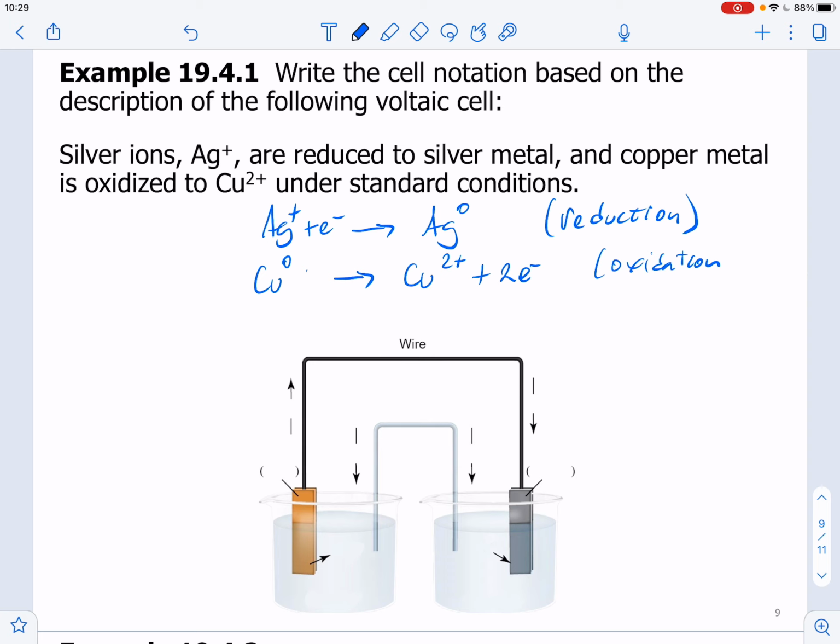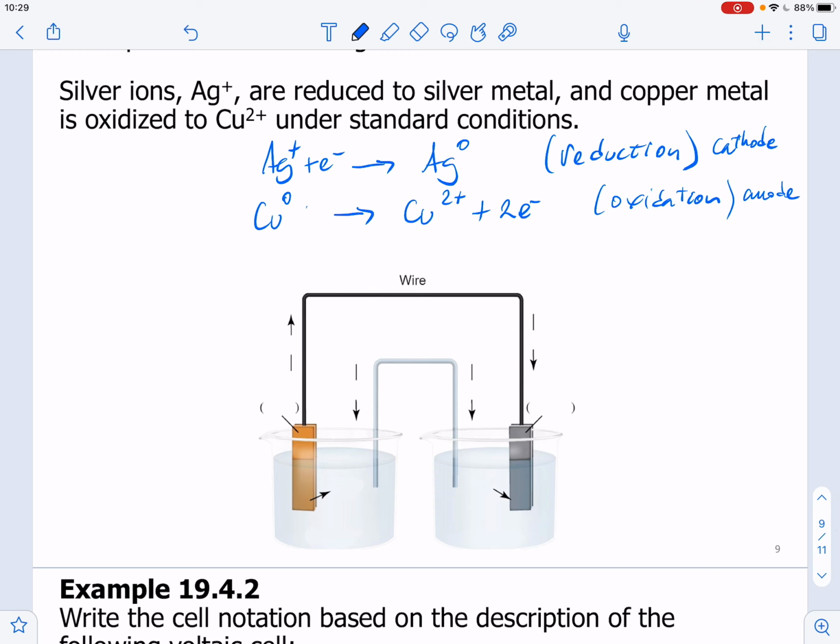Where do they go? The reduction goes to the cathode, and the oxidation goes to the anode. So this reaction is actually happening on this side: Ag plus plus 1 electron goes to Ag 0. This is a solid because it's a metal, and this is in solution. On the left side, you have the copper metal going to copper 2 plus in solution plus 2 electrons.